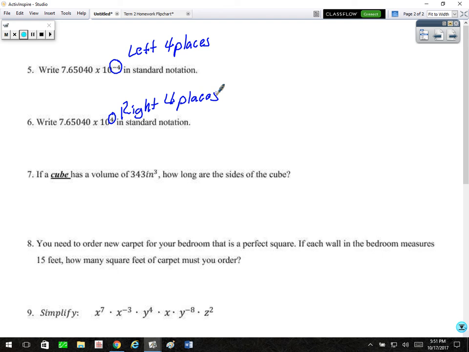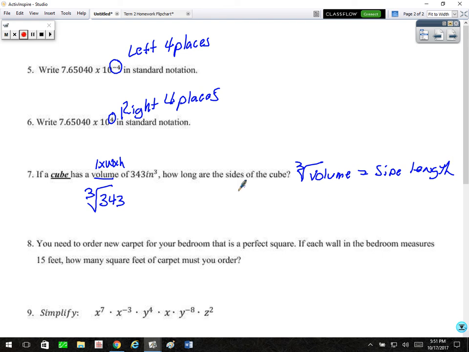All right, y'all, again, excuse my pen, remember it's not working too well. We have a cube, has volume. Remember, volume is length times width times height. So what I'm looking for here really is the cube root of 343. Remember, this is my volume, so the cube root of the volume will give me my side length.